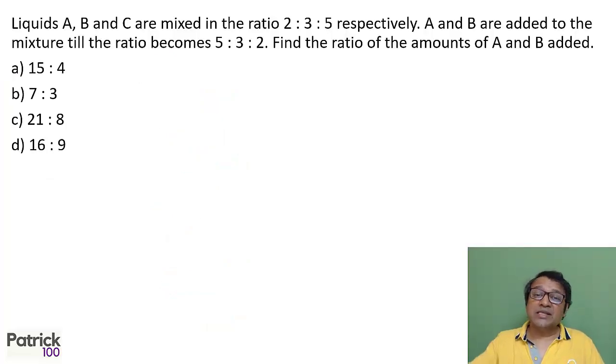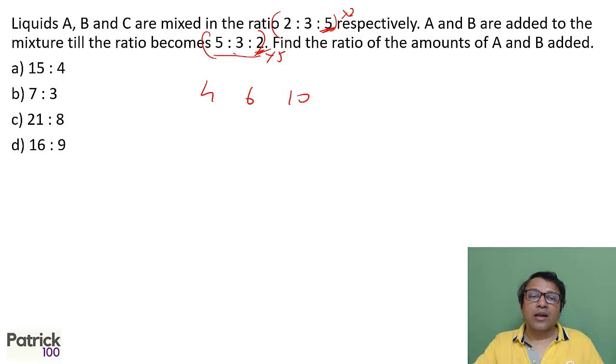Liquids A, B, C are mixed in a ratio 2:3:5. A and B are added, so the mixture becomes 5:3:2. So C is the same. The first step is to make C the same. So multiply this by 2 to make it 10. Multiply this by 5 to make C 10, because we want to make C the same. So it becomes 4, 6, 10, and this becomes 25, 15, 10.